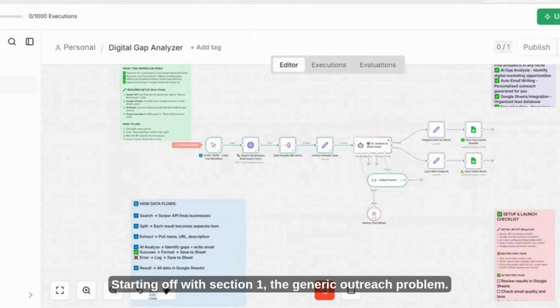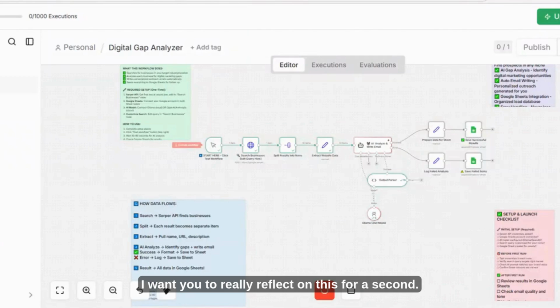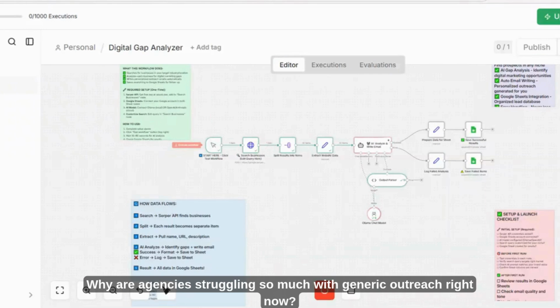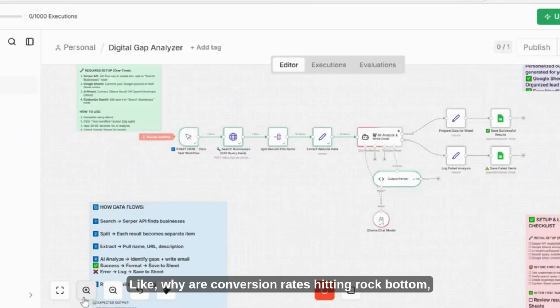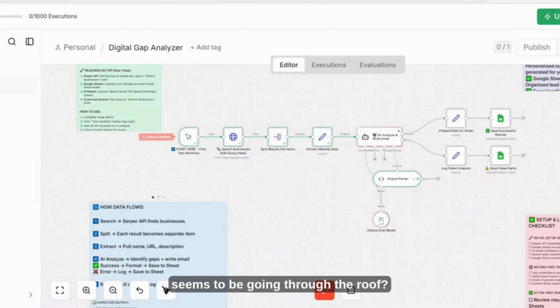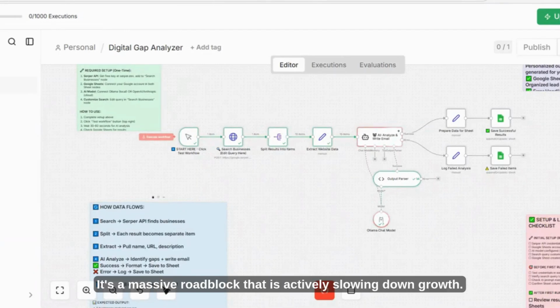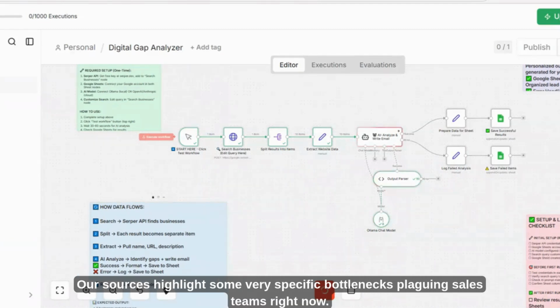Starting off with Section 1, the generic outreach problem, or why outreach is failing today. I want you to really reflect on this for a second. Why are agencies struggling so much with generic outreach right now? Why are conversion rates hitting rock bottom, while the sheer manual effort required for traditional prospecting seems to be going through the roof? It's a massive roadblock that is actively slowing down growth.